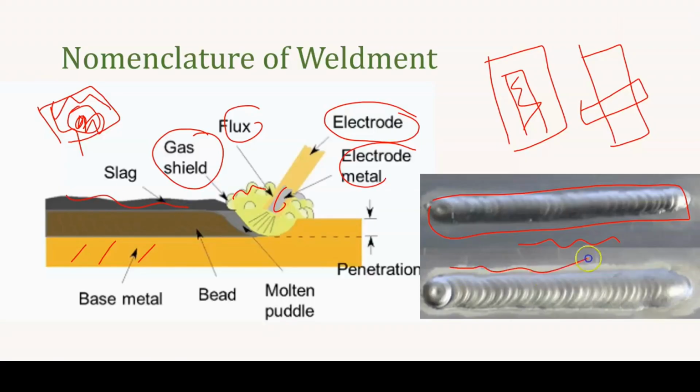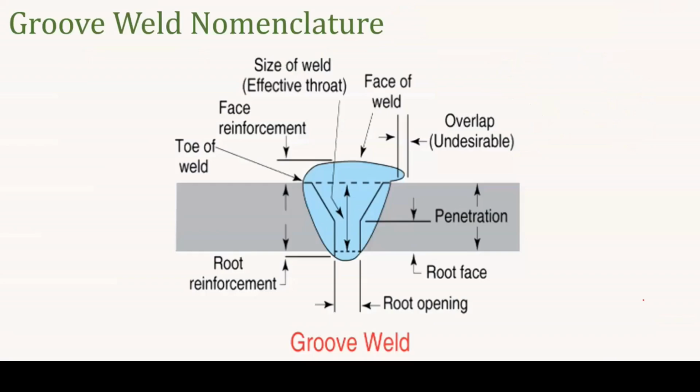So this is nothing but the slag, and this is the penetration. That means the depth of the welding is nothing but the penetration, and this is the weld bead, right? This is the weld direction, and the formation of the welding is nothing but the weld. So this is the nomenclature of a weldment.